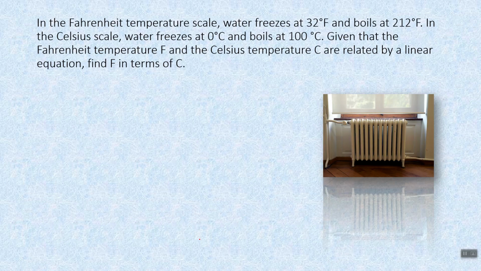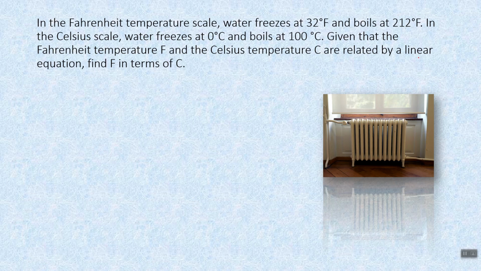All right, in the Fahrenheit temperature scale, water freezes at 32 degrees Fahrenheit and boils at 212 degrees Fahrenheit. And that's funny because I said the word Fahrenheit 3 times in one sentence. In the Celsius scale, water freezes at 0 degrees and boils at 100. Given that the Fahrenheit temperature F and the Celsius temperature C are related by a linear equation, find F in terms of C.